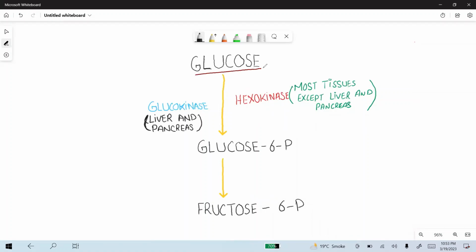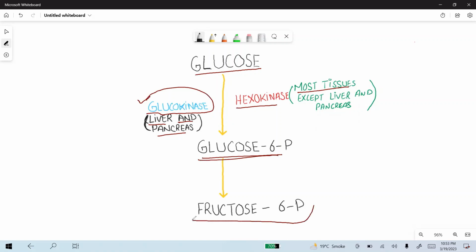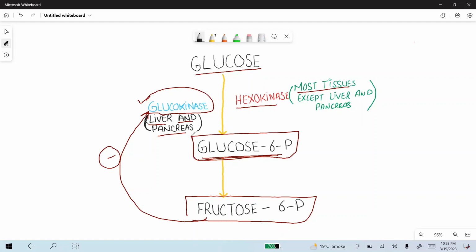Glucose is converted to glucose 6-phosphate by the enzyme hexokinase in most tissues. In the liver and pancreatic cells, glucose is converted to glucose 6-phosphate by the glucokinase enzyme. Glucose 6-phosphate is then converted to fructose 6-phosphate. Fructose 6-phosphate inhibits glucokinase, while glucose 6-phosphate inhibits hexokinase.